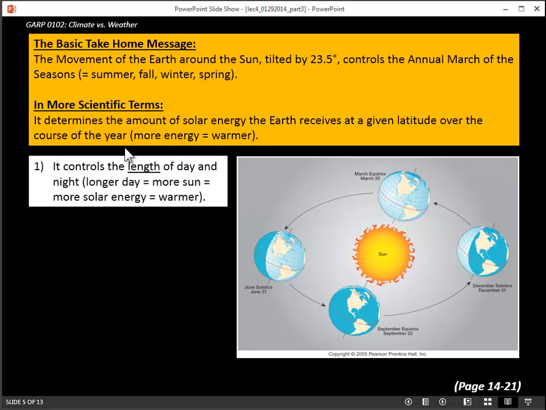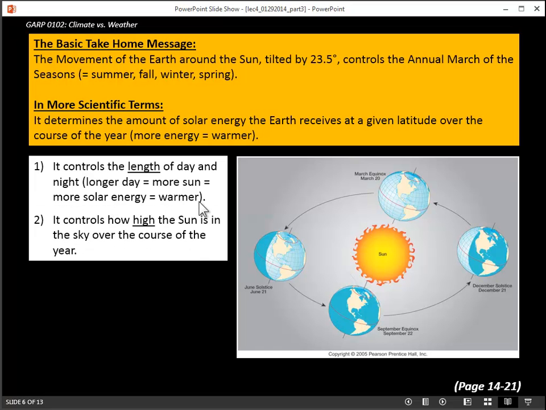More specifically, the tilted orbit of the Earth around the Sun determines the length of day, and it's obvious if the day is longer, it's warmer because we get more sun. It also, and this is relevant, and we'll talk about this a lot, it determines what we call sun angle or angle of incidence, how high the sun rises in the sky over the course of the year.